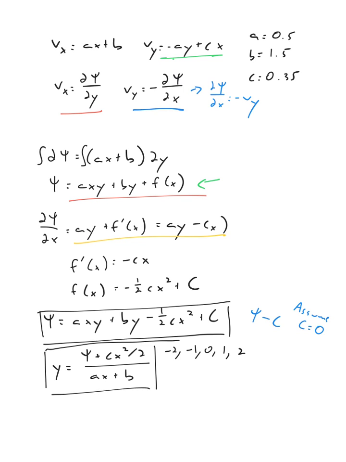As I said, the example in your book talks about plotting this value, so that's technically what you're plotting, is psi minus c, but just assume c is 0, that's easier.